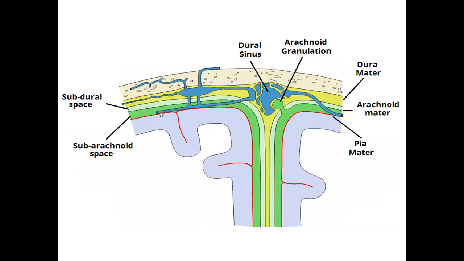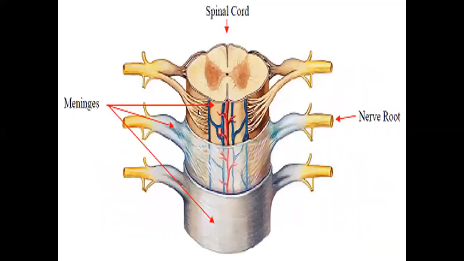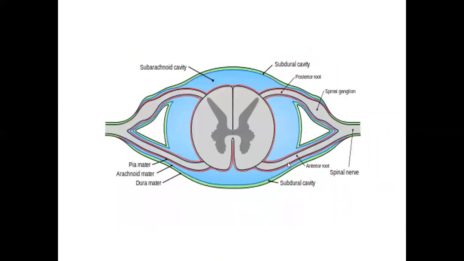So again, you can see this is the subarachnoid space. This is the subdural space. This is the arachnoid granulations, dural sinuses in the subdural space. The meninges go to the nerve roots also here in the spinal cord. This is the spinal nerve, this is the posterior root, this is the anterior root, this is the spinal cord here.